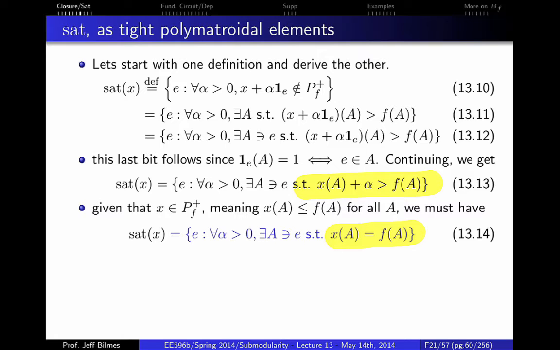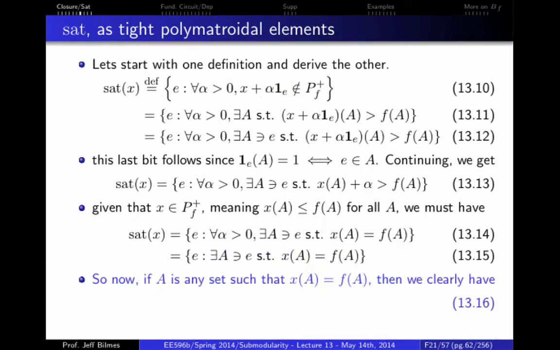But notice, interestingly enough, we've now gotten rid of alpha entirely. We say it's all directions E such that there exists an A that contains E such that x of A is equal to f of A. Remember where we're going. We started with this up here.